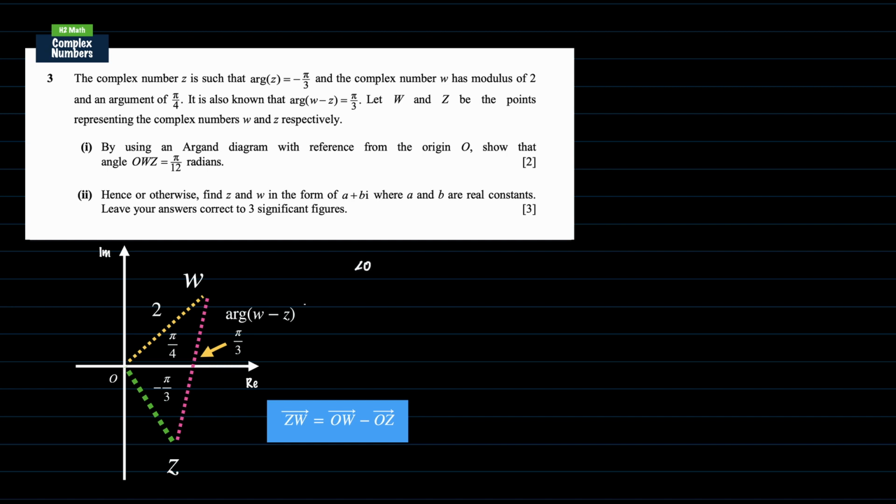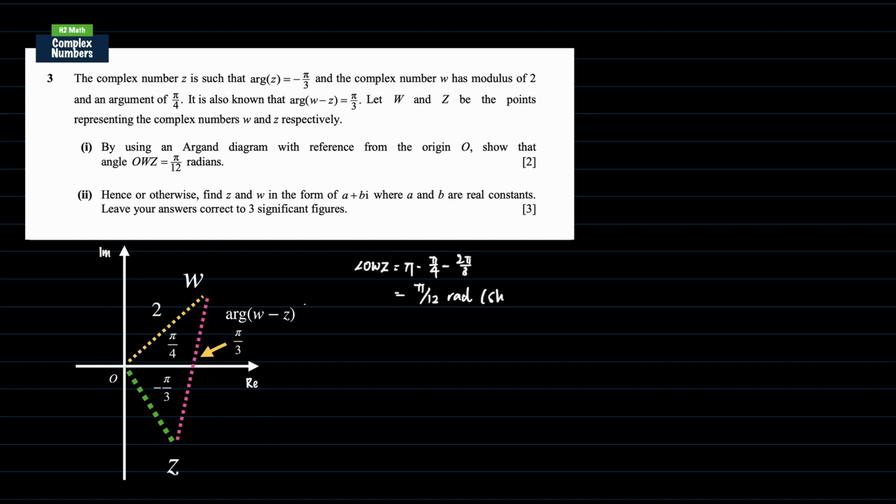So very simply, we can find angle OWZ by taking pi minus pi over 4 minus 2 pi over 3, and this will be equals to pi over 12. Now don't forget to write the word shown so that you can answer directly to the question.